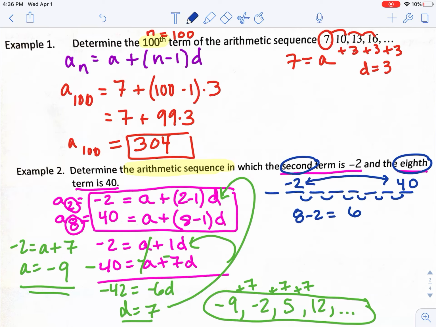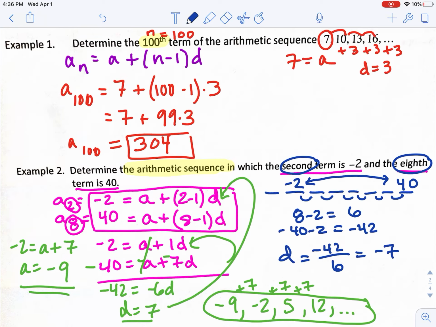So it's 6 terms that I have to get across, and I have to get from -2 to 40, right? So what's the difference there? Well, what's -40 minus 2? That's -42. And the common difference would just be that you would divide those two. So that's one way to solve for D when you're given a situation like this.